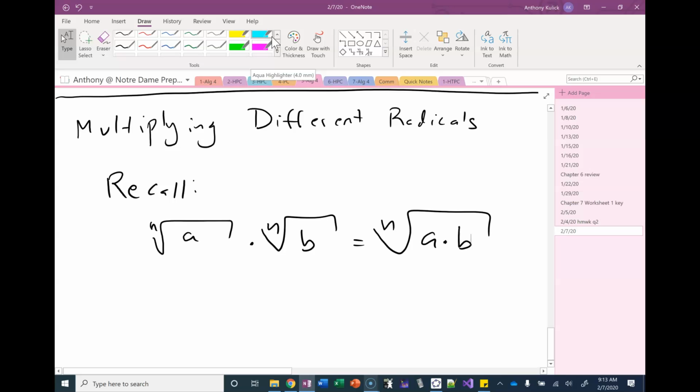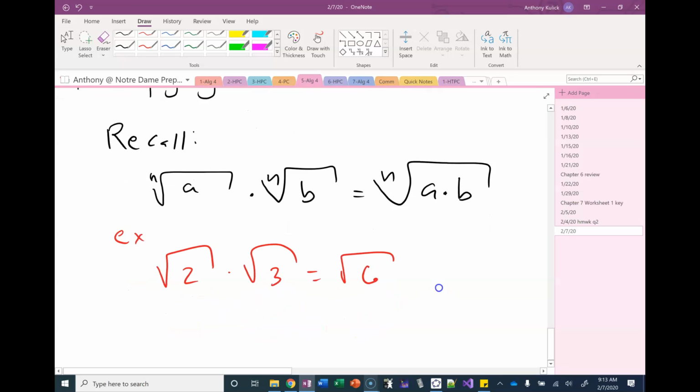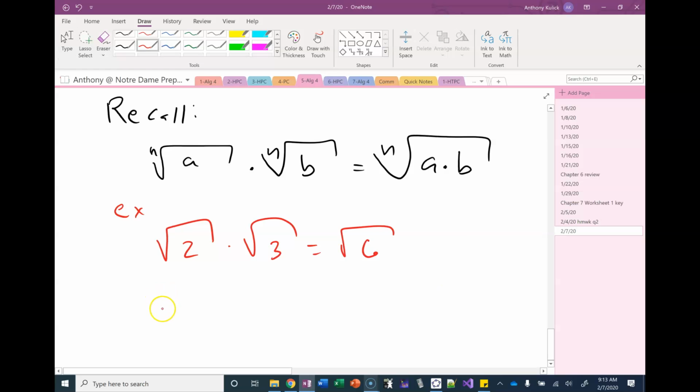All right, so if you recall, we've already talked about how to multiply radicals together if they have the same index, right? So we had this rule, and it allows us to do things like the square root of 2 times the square root of 3 can be the square root of 6. What it doesn't work for is if I have the square root of 2 times the cube root of 2, it doesn't tell me what to do for this.